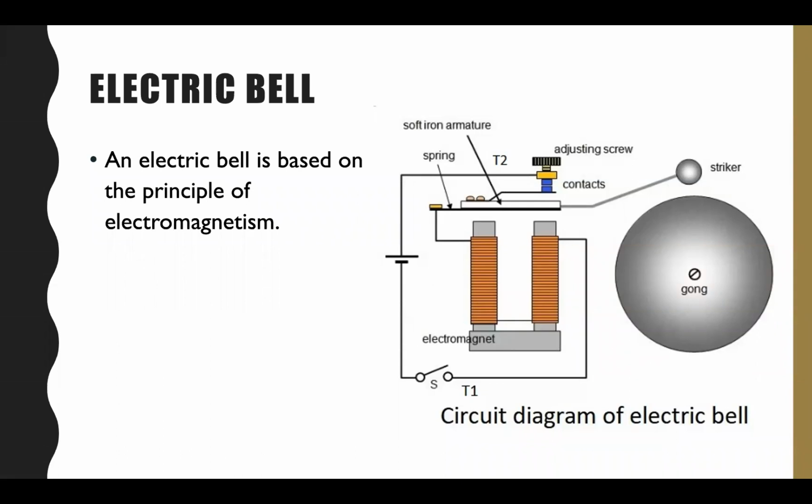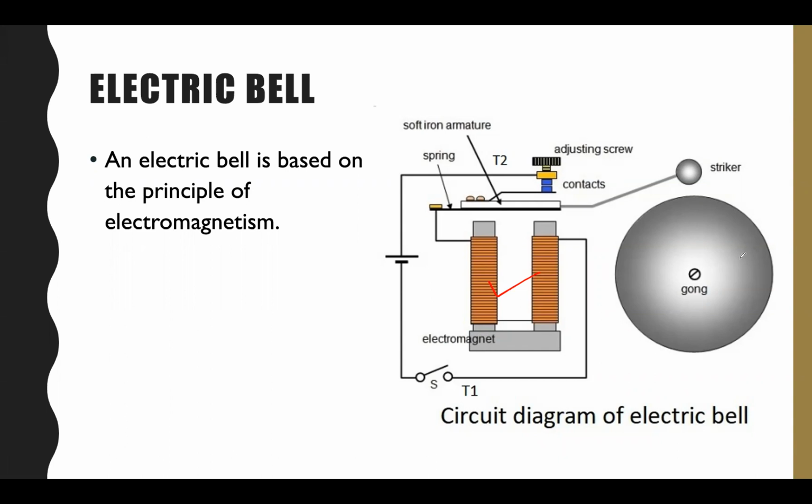An electric bell is based on the principle of electromagnetism. Here you can see a core of iron around which many conducting wires are wrapped. So when electricity passes through it, it will behave like an electromagnet.